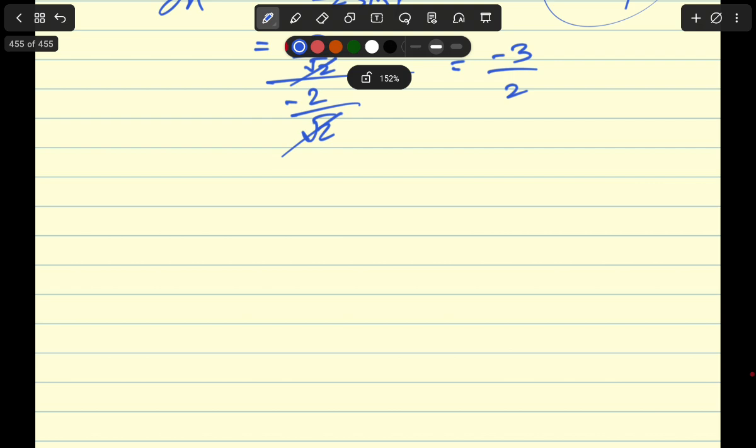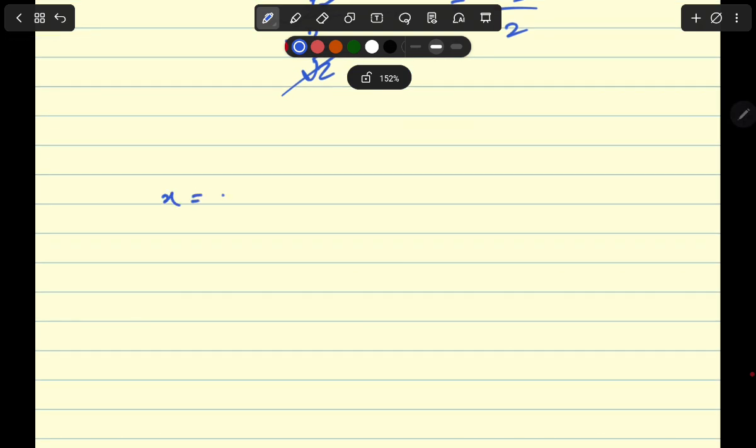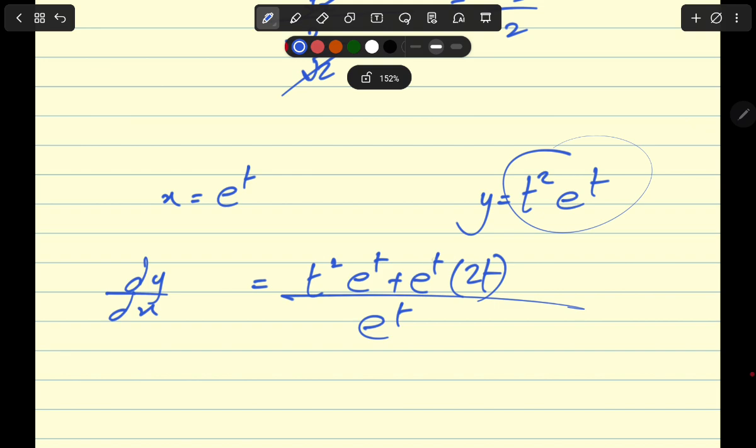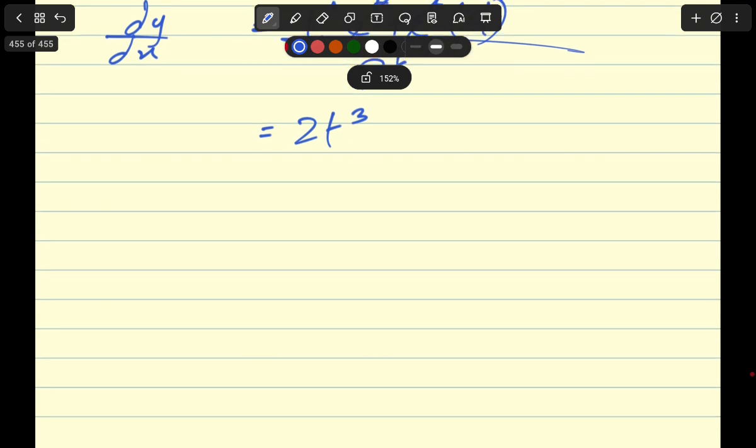Now let's apply some more knowledge of our calculus, right? Now dy by dx is going to be equal to dy by dt, which is, so we apply the product rule here. So u v dash plus v u dash, and dx by dt. So this is nothing but e^t. So you take e^t, so this gets cancelled. So your answer is going to be 2t cubed. That's it. As simple as that. So can you see that every previous chapter connects?